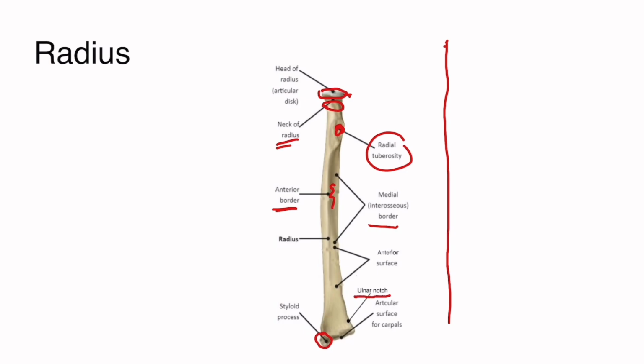Then ulnar notch, a concave depression on the medial side of the distal radius. It articulates with the head of ulna, forming the distal radio-ulnar joint, because head of ulna is the distal end of the bone. This is the articular surface for carpals, a smooth concave surface at the bottom of the radius. It articulates with the scaphoid and lunate bones, forming the radiocarpal or wrist joint.